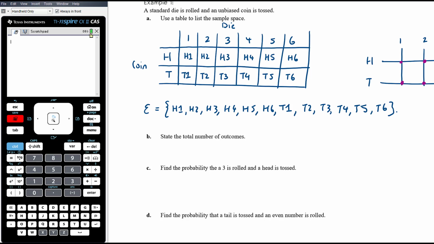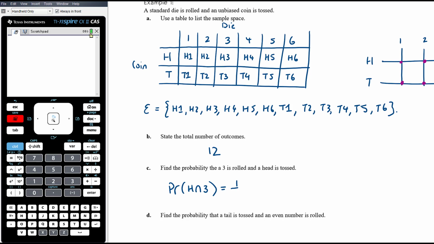State the total number of outcomes. Okay, so in this instance there are 12 outcomes. So therefore, thinking about probabilities, there are 12 equally likely outcomes, so our probabilities will be over 12. Find the probability that a 3 is rolled and a head is tossed. So probability of getting a head and a 3. It really should probably be head and 3, technically, but it's okay to write that as H3 or 3H or whatever you want.